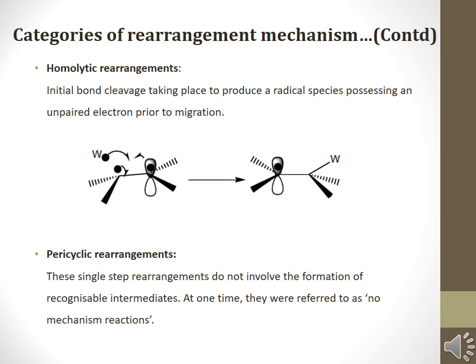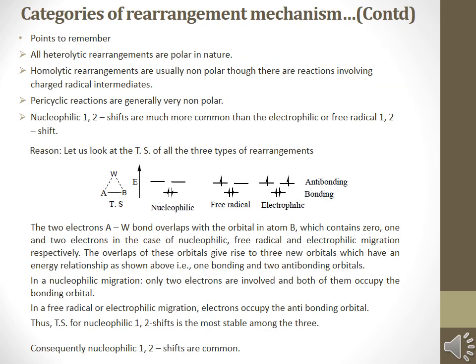Now, let us summarize the points to remember about the categories of rearrangement mechanism. The first point that we should remember is that all heterolytic rearrangements, whether nucleophilic or cationotropic, are polar in nature. The second point is that homolytic rearrangements are usually non-polar, though there are examples of reactions involving charged radical intermediates. The third point is that pericyclic reactions are generally very non-polar in nature.